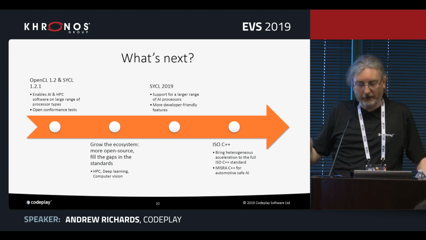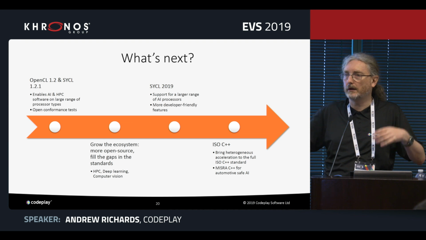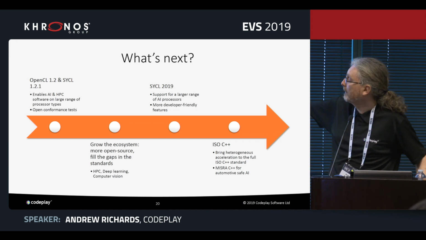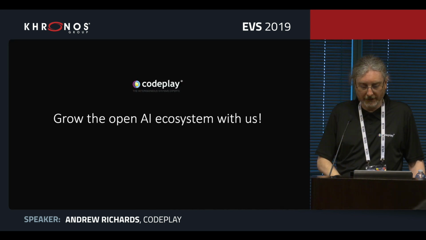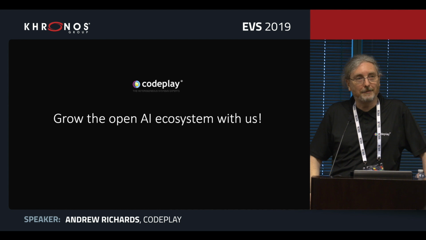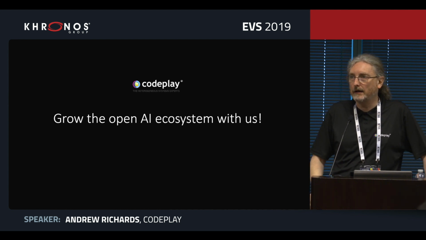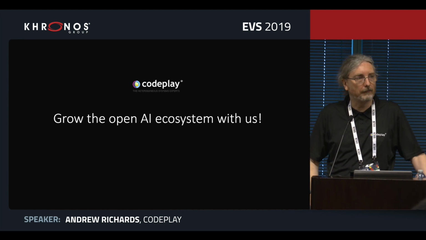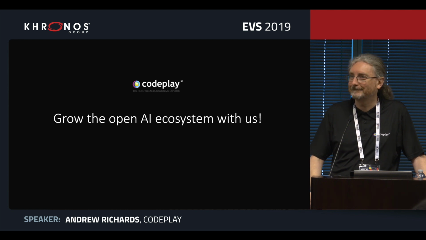And then we're trying to bring some of these ideas into full ISO C++, so standard C++ will have all of these capabilities in the future. And because people want safety for automotive, we're working with the MISRA group to do that. That's my presentation. It's a bit of a call to arms, really: if we work in open standards, we can really grow the ecosystem for accelerated software, and we can make writing accelerated software as easy as writing CPU software. Thank you.